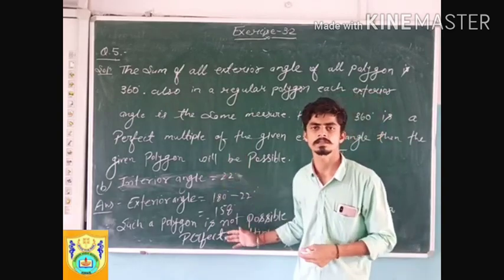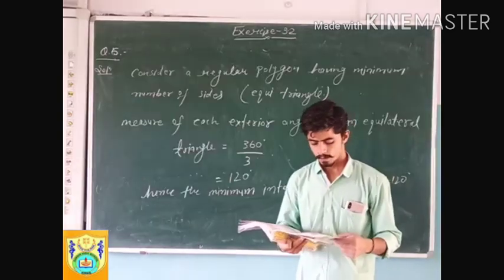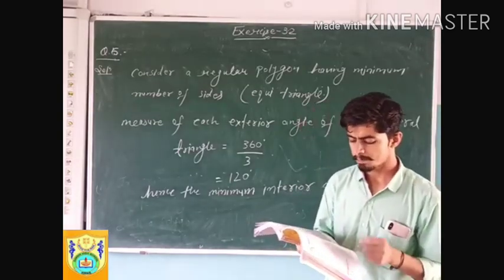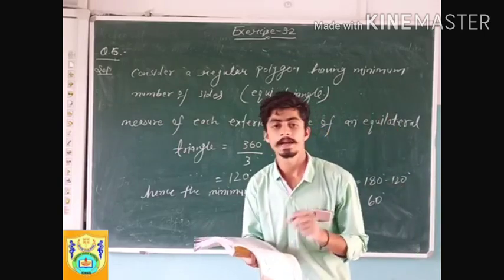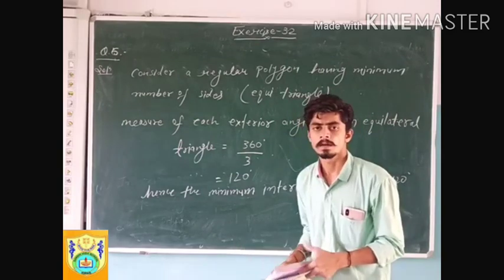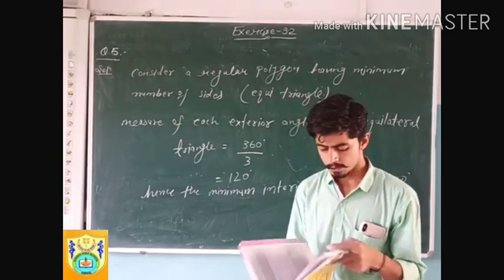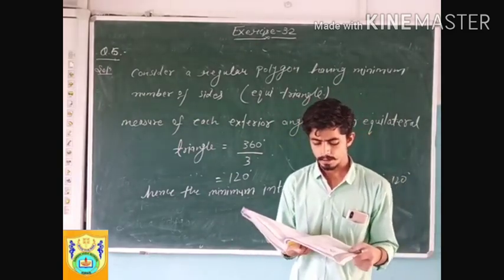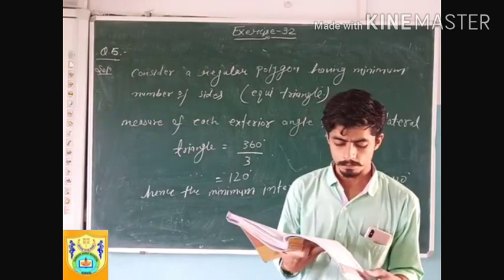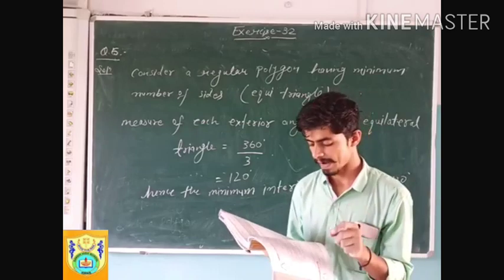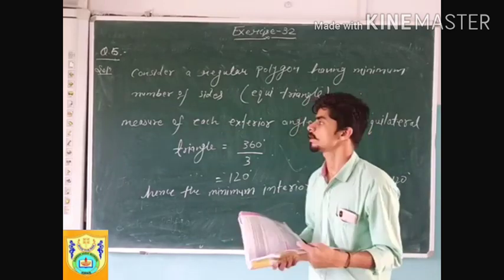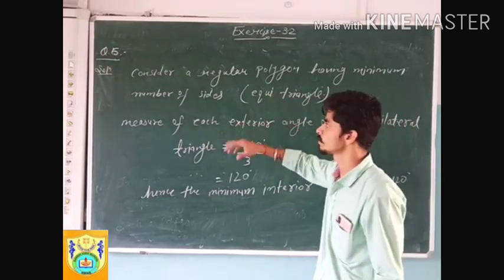That's all for that question. The next question is: what is the minimum interior angle possible for a regular polygon, and why? So we have to tell in this question the measurement of the minimum interior angle for a regular polygon. So let's read the solution of this question.